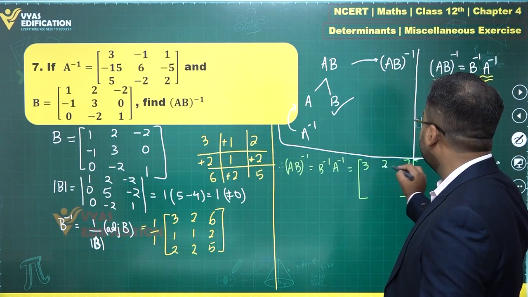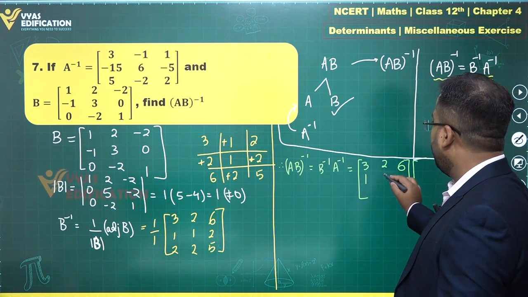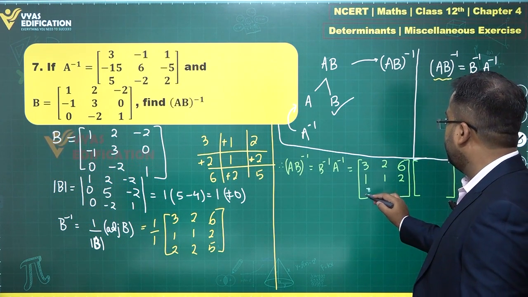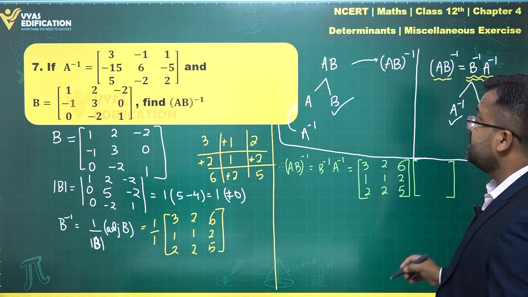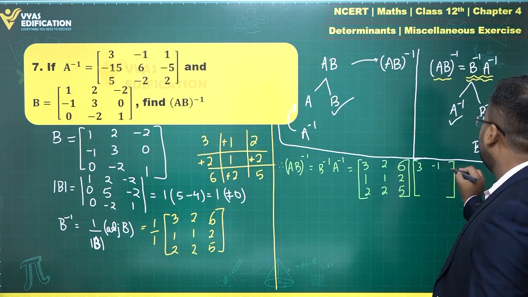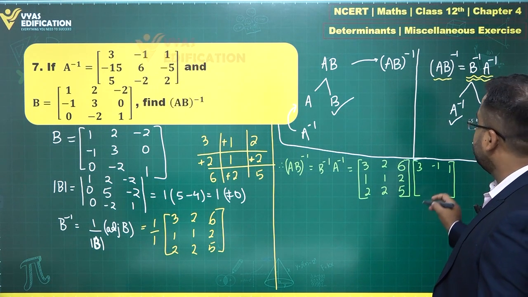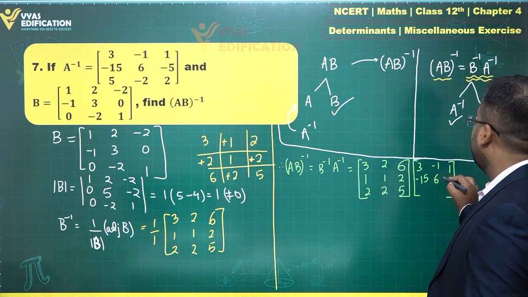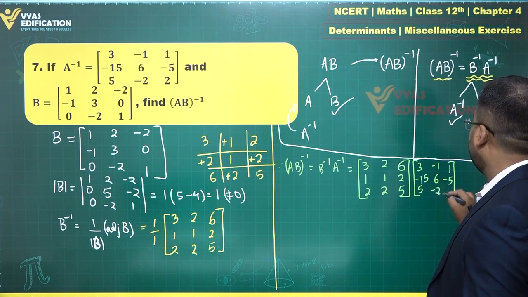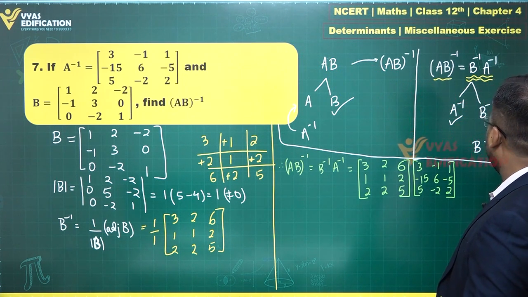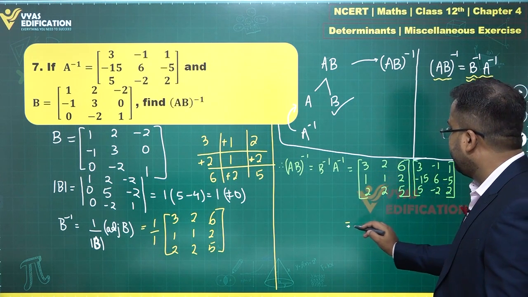3, 2, 6, 1, 1, 2, 2, 2, 5. This is B inverse times A inverse, 3 minus 1, 1, minus 15, 6 minus 5, 5 minus 2, 2. This is what you have. And using this, I can find the product.